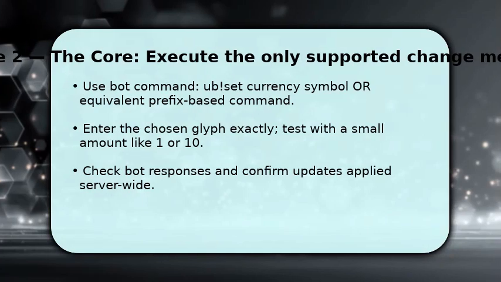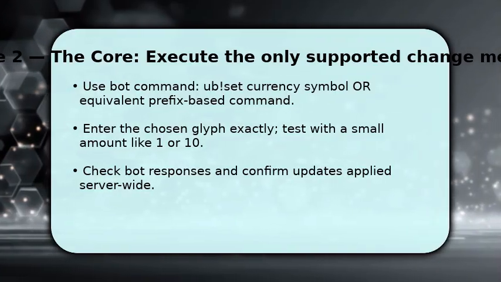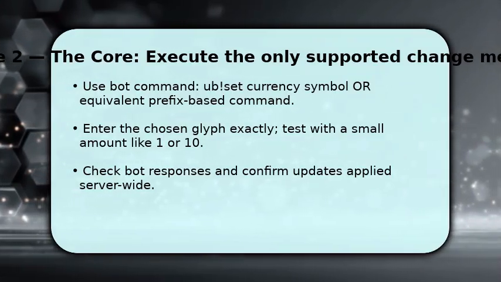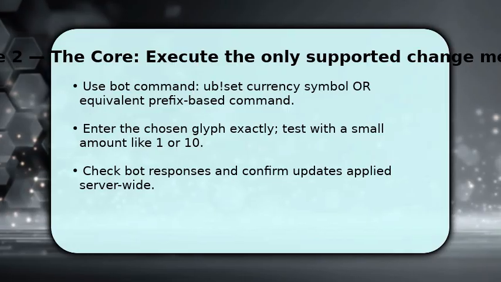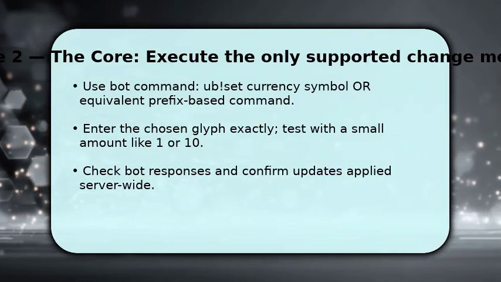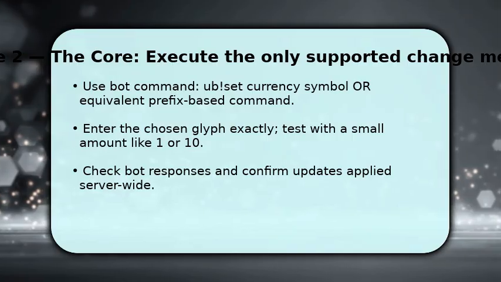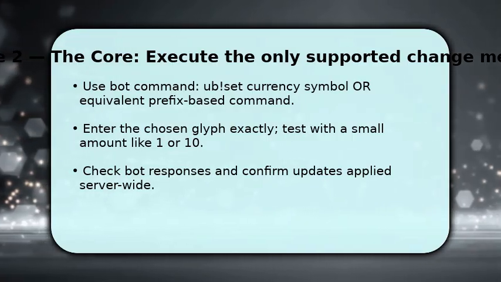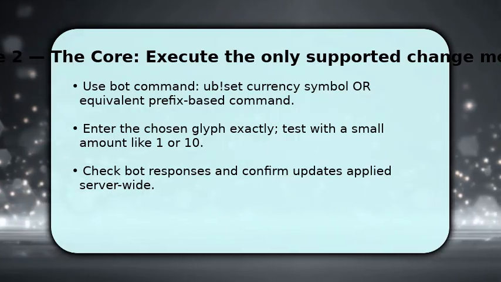Using the server's prefix, send the exact Unbelievaboat configuration command to set the currency symbol. For example, prefix plus set currency symbol followed by the glyph. Once done, immediately test with a small transaction or balance check, try 1 or 10 to see the change in context. If the bot responds with a confirmation message, the change is active. Make sure to use the exact glyph and no extra spaces, otherwise the bot may reject it.